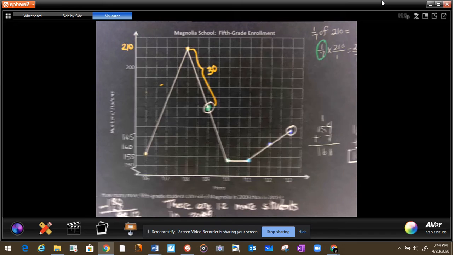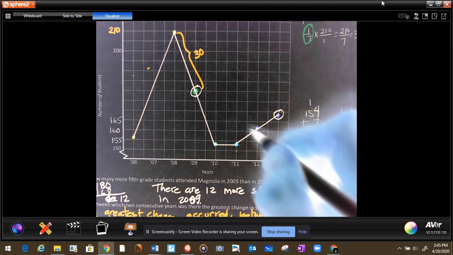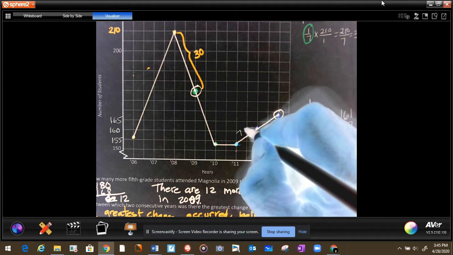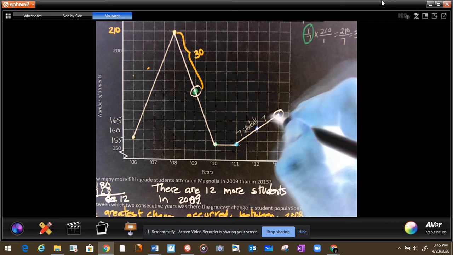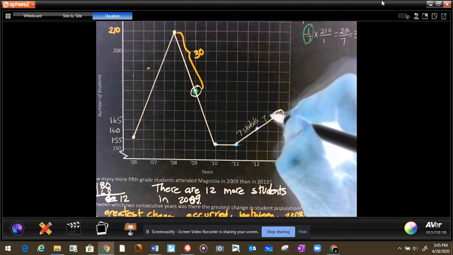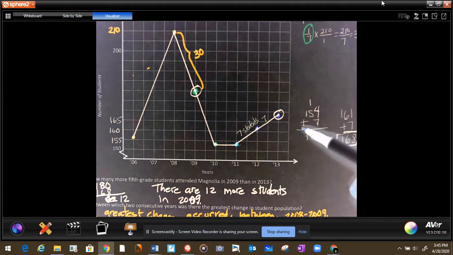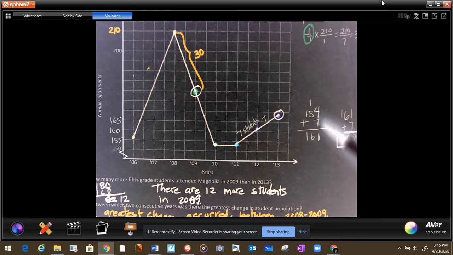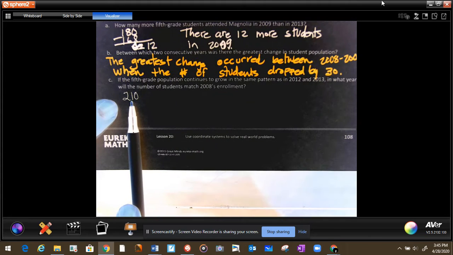Now, let's also identify that from 2011 to 2012, it grew 7 students. Okay. And from 2012 to 2013, another 7 students. The school population grew by 7 more students. So the question is, following the pattern, when will the population reach 210? How many years will it take?